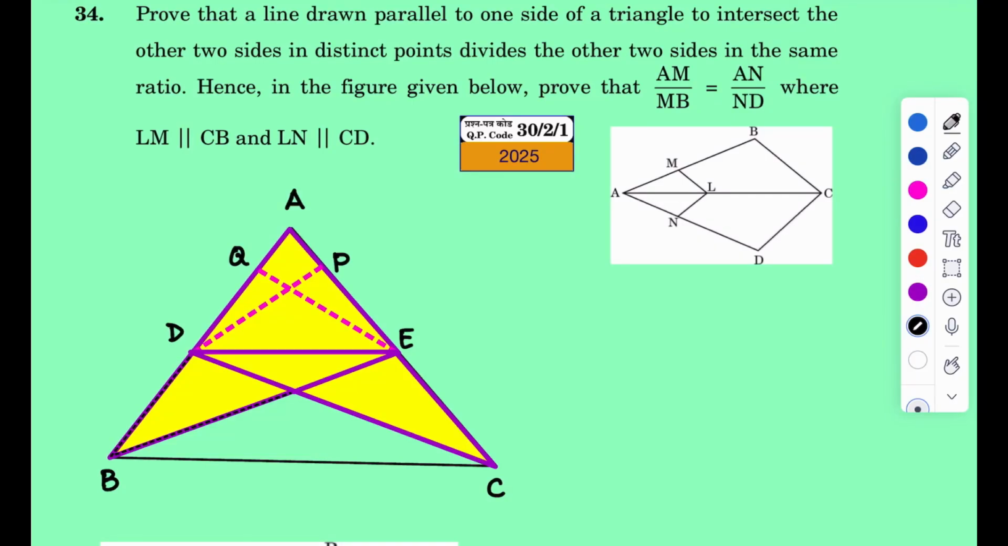Prove that a line drawn parallel to one side of a triangle to intersect the other two sides in distinct points divides the other two sides in the same ratio. Actually, this is BPT, the basic proportionality theorem. We have to prove it first.